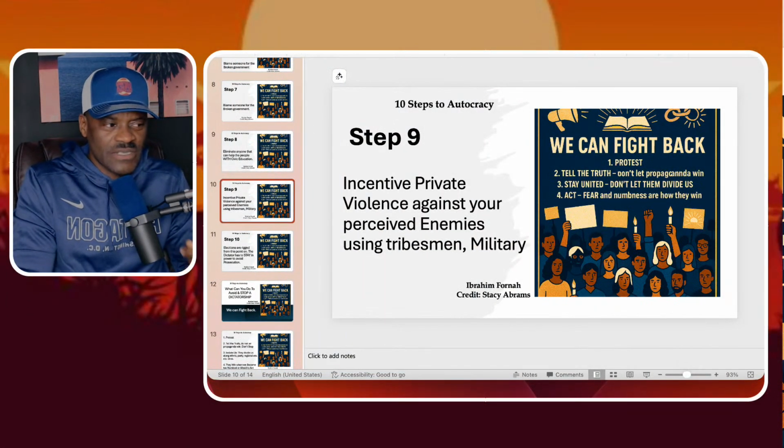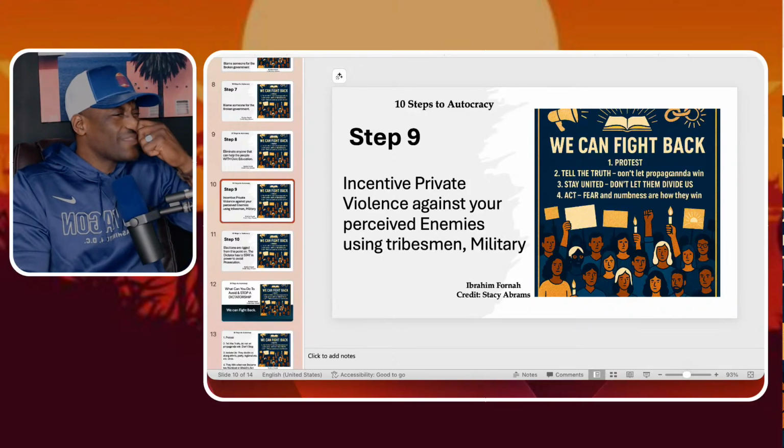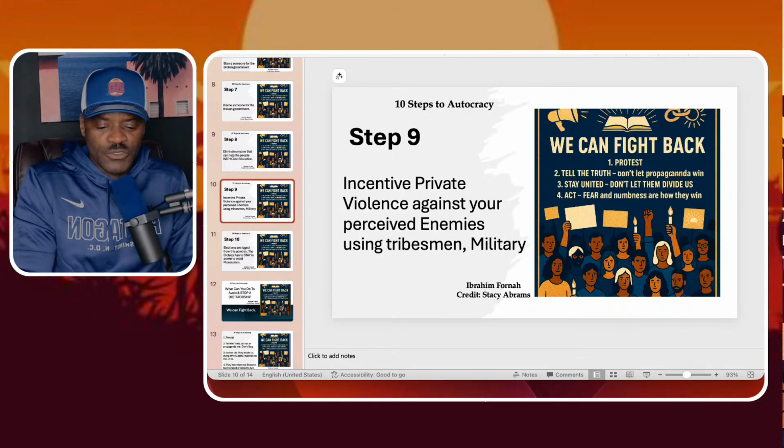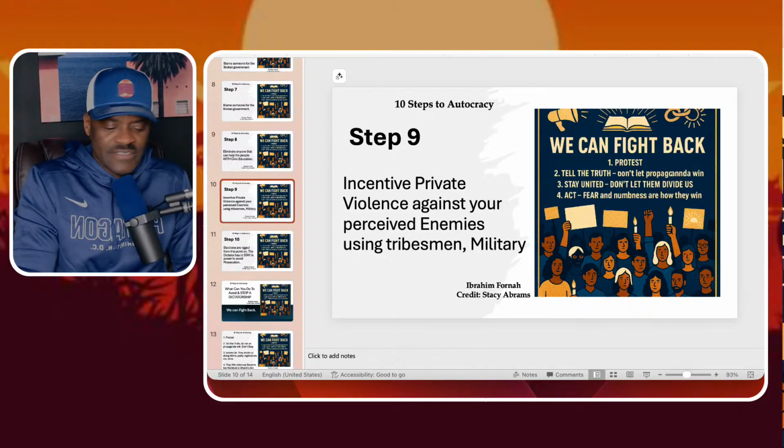Incentivize private violence against your perceived enemies using tribesmen or the military or vigilantes and stuff like that, right? We all saw that in real time. So Stacy is saying that's how it is. Let's see step number 10.